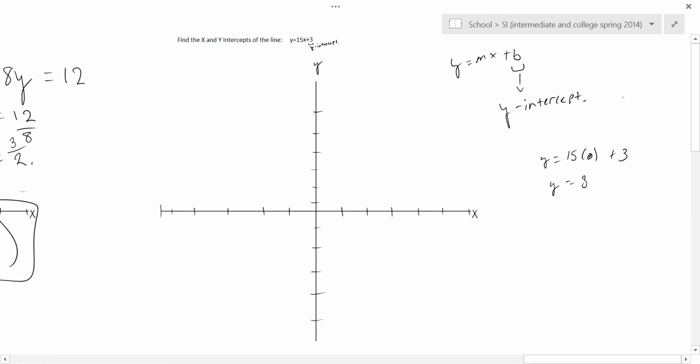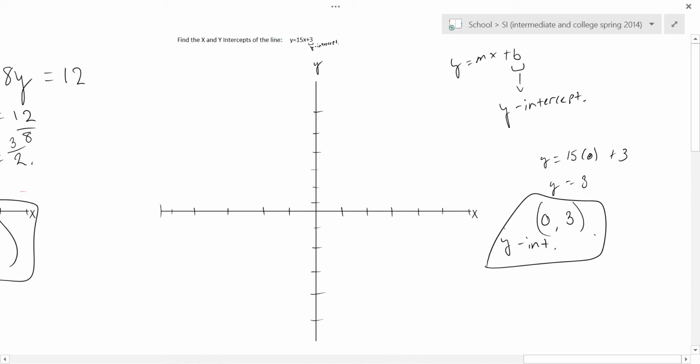Well, that was easy. But keep in mind, it's not y equals 3. It's the y-intercept equals 0, comma 3. That's our y-intercept, y-int. Box that.